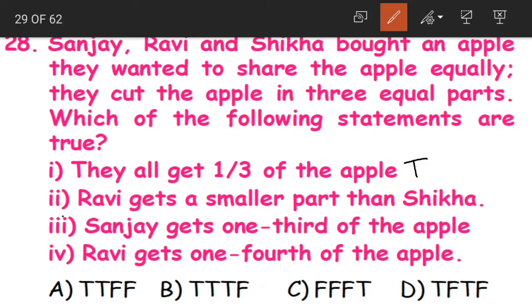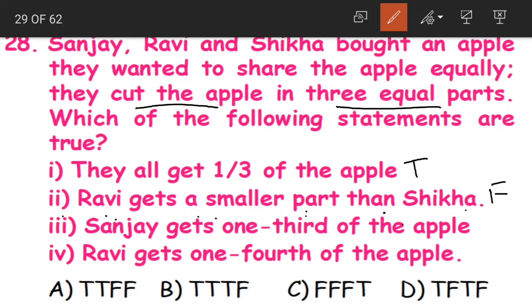Next, statement 2. Ravi gets a smaller part than Shikha. But if you read the question again, children, they cut the apple into 3 equal parts. So equal means what here? Each person will get the same amount. Yes or no? No one will get a smaller part and no one will get a bigger part. So Ravi gets a smaller part than Shikha becomes false. Each person got an equal part.